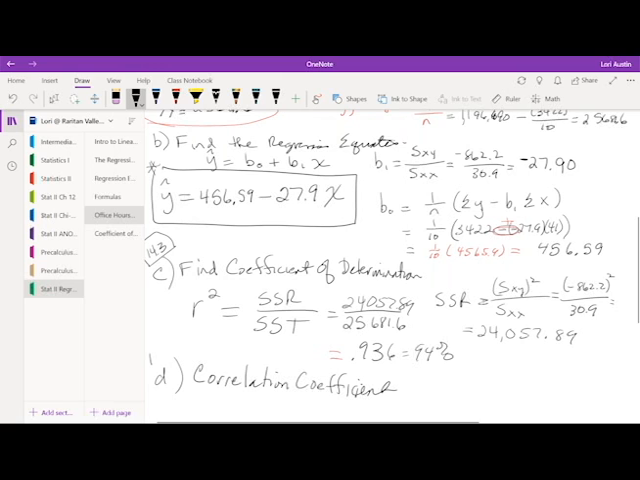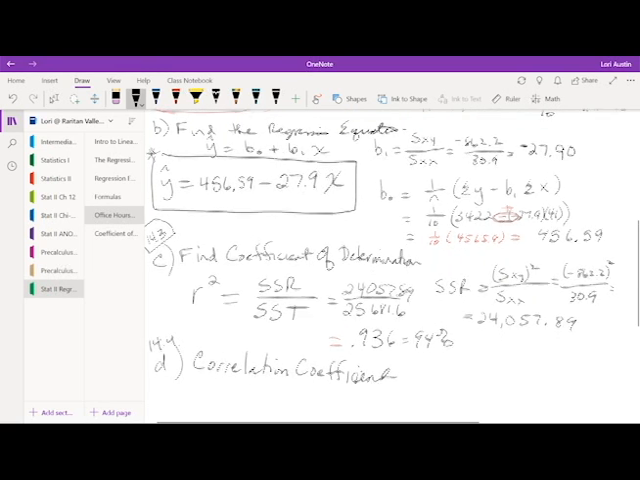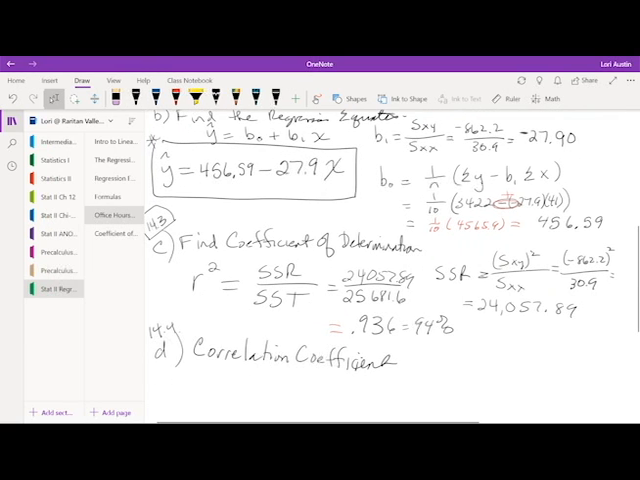Just can't seem to spell this morning. Okay, it's very much related to the coefficient of determination. In fact, you can almost tell right away. Coefficient of determination is R squared. Correlation coefficient is simply R. They are that much related. One is the square of the other, with a slight variation, and we'll go over that in a second.